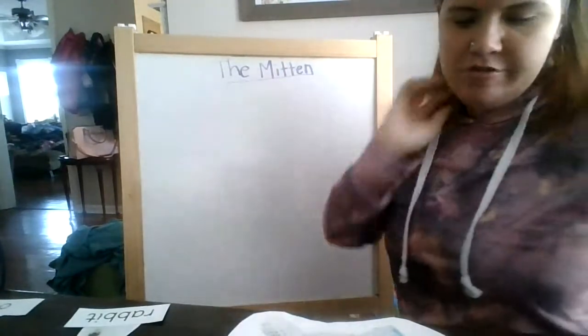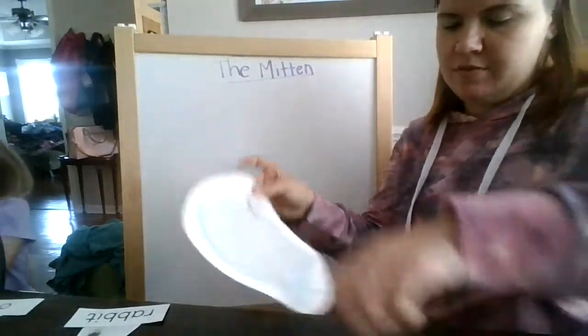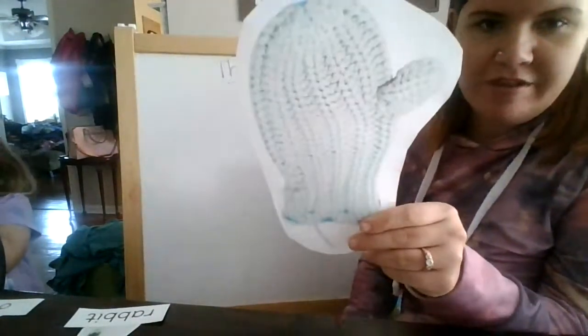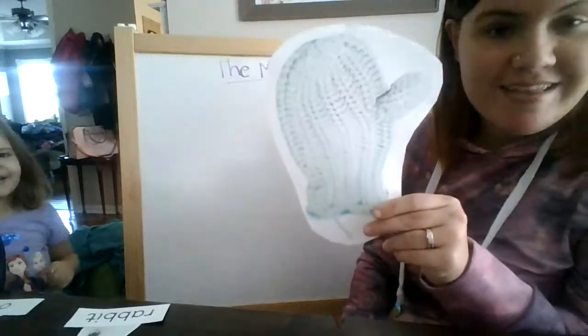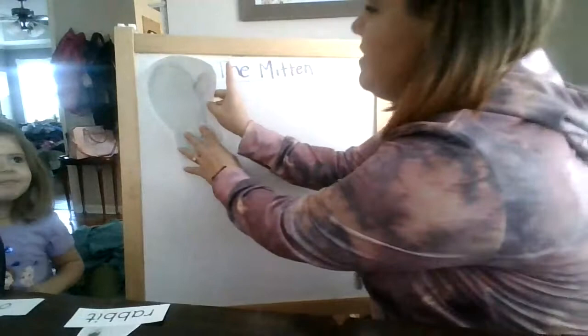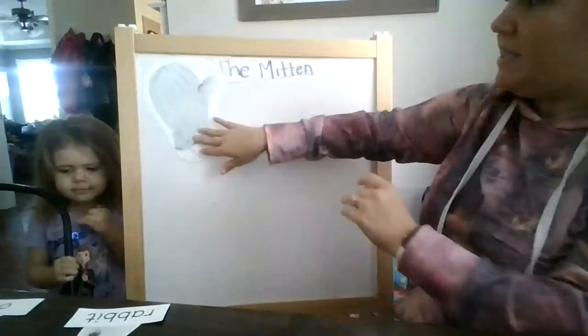So first, what's the first thing that we start out with? Can you tell me what that is? A mitten. So Baba makes a mitten for Nikki. So we're going to start with a mitten.